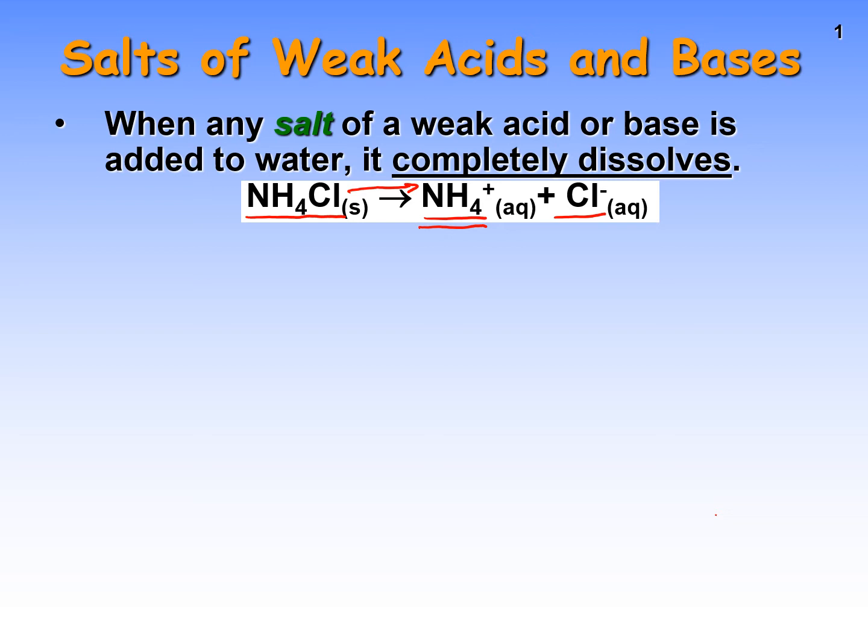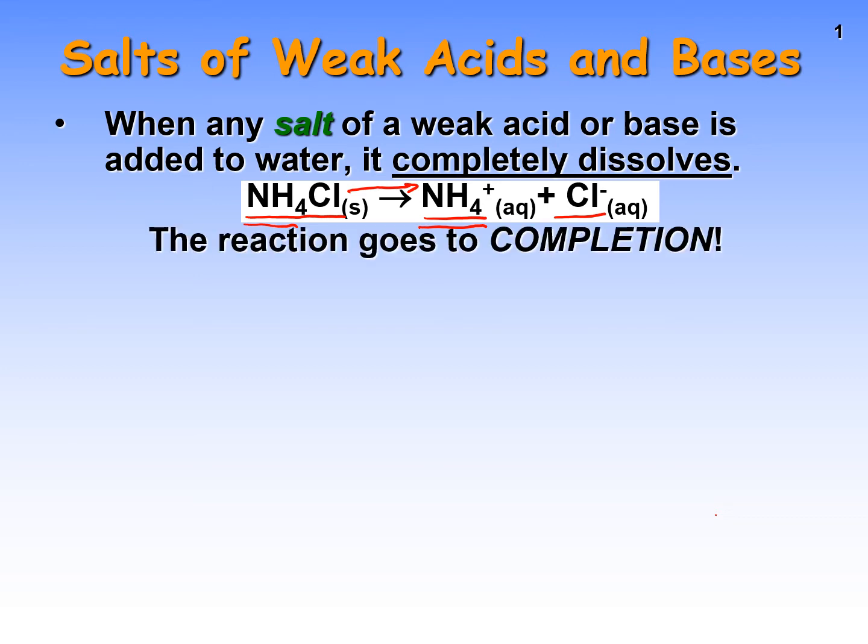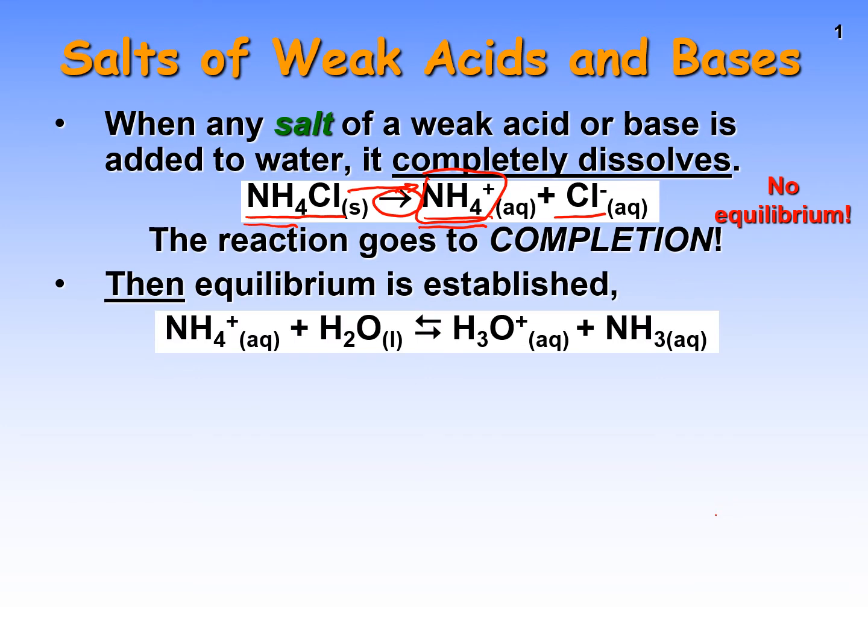So how do we tell whether the cation is acidic or neutral, or is the anion basic or neutral? We have a bunch of rules for this. This reaction is going to go to completion, as you notice with the arrow here. This is not an equilibrium. But this guy's a weak acid, so it will go on to have an equilibrium reaction, as all weak acids do.